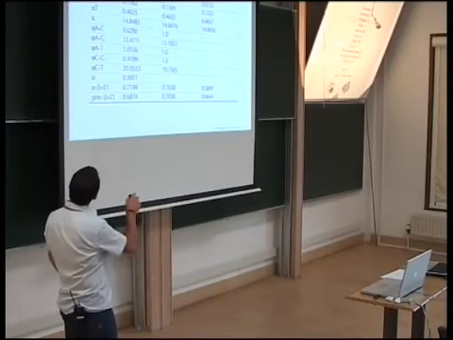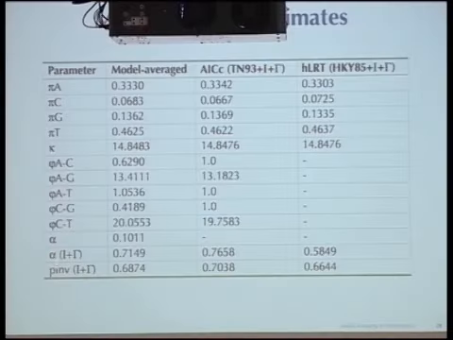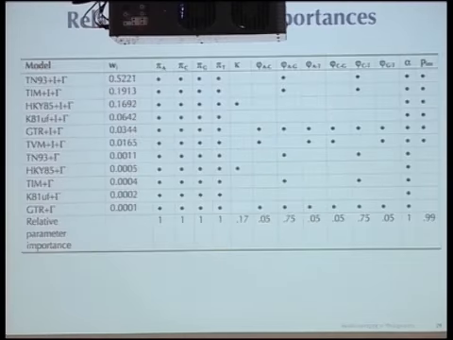Here, just one thing you should notice is that these are two different parameters. The shape of the distribution in a +G model is not the same as in a +I+G model, where we have the proportion of invariable sites. That gamma distribution is a different gamma distribution, so don't get confused by that.